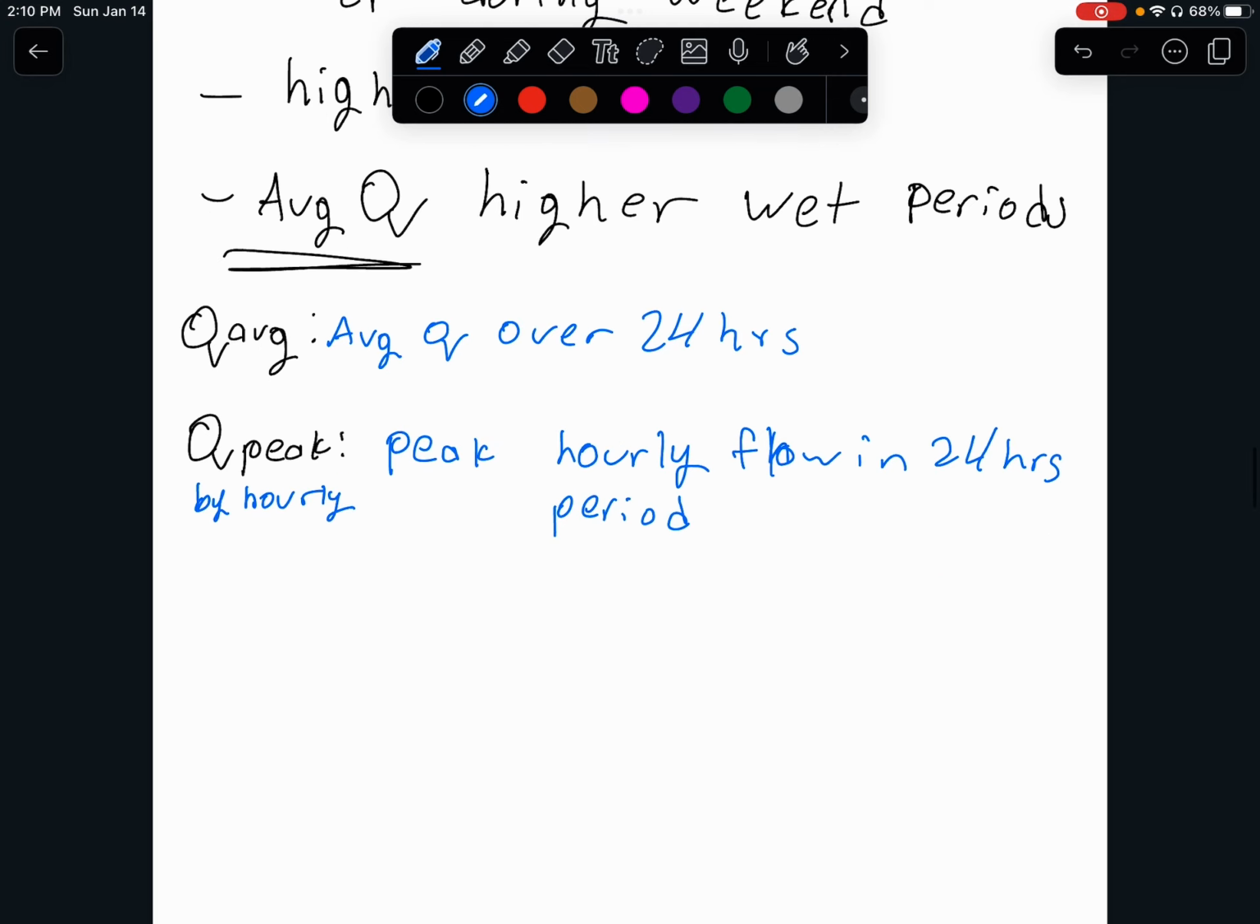We also have our Q min. This is our minimum flow rate. This is also by hourly. And this is the same thing as the top, but min Q in a 24-hour period.